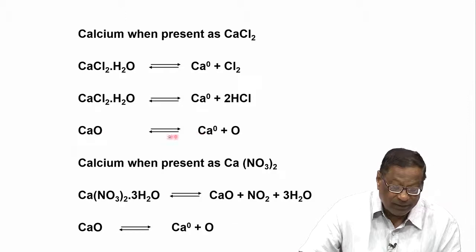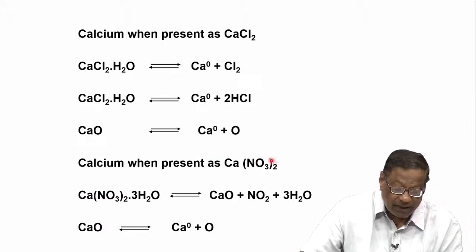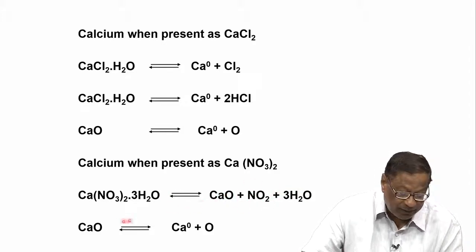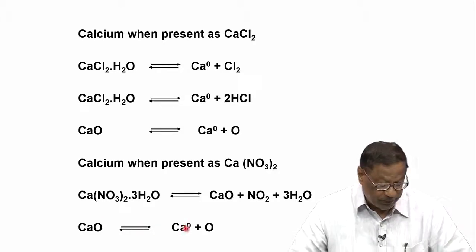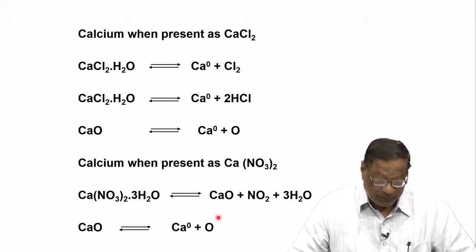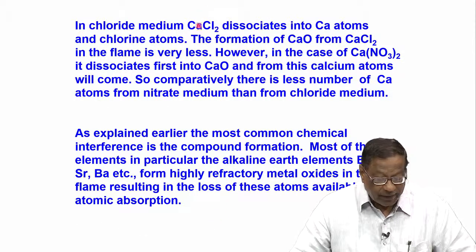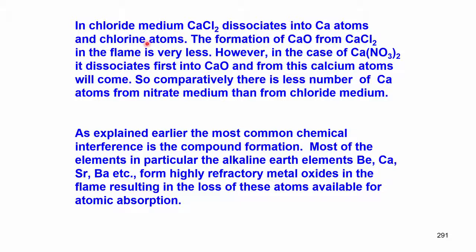So, calcium oxide is dissociating to give you calcium and oxygen, and when it is present as nitrate, I already wrote here, it is calcium oxide, nitrate and water molecules, and calcium oxide also will go to calcium atoms and oxygen atoms. Okay. So, in chloride medium, calcium chloride dissociates to give you this. Formation of calcium chloride in the flame is very less inside the flame. However, if you take calcium nitrate, then the calcium atoms will come.